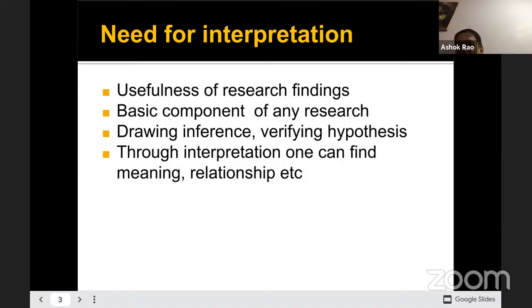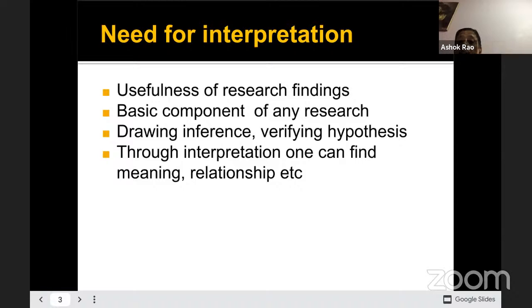Basic component of any research. So when you do research, you will have the findings and the result, and then what do you do with the result? Especially when you subject the data to statistical analysis, what do you do with the data? You may be talking in terms of percentages, you may be talking in terms of t-table, you may talk in terms of correlation, whatever that be.